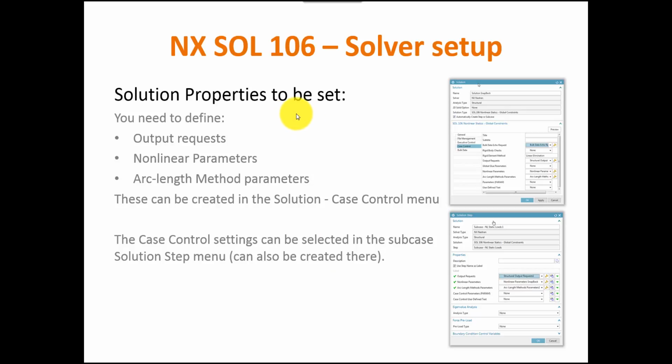And the solution properties to be set are output requests, nonlinear parameters, and you have to activate arc length method parameters. And these can be created in the solution case control menu, or they can be selected in the case control submenu or the subcase menu. But you can also define them directly in the case control submenu, I think.